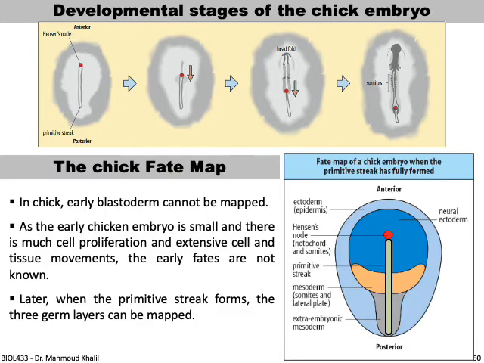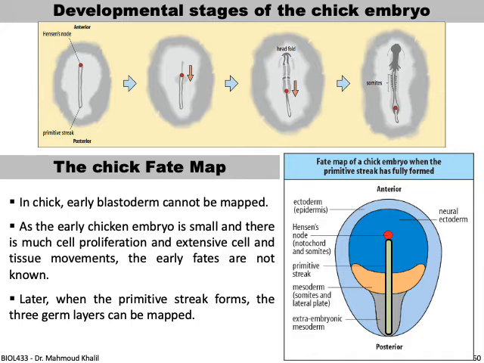So if we talk about the chick fate map, it's very hard to recognize, contrary to the amphibians, where we can recognize the fate map even on the egg itself. But in the chick embryo, the blastoderm cannot be mapped, as the early chick embryo is small and there is much more cell proliferation and extensive cell and tissue movement, so the early fates are not known. Later, when the primitive streak forms, the three germ layers can be mapped, as seen from the figure.